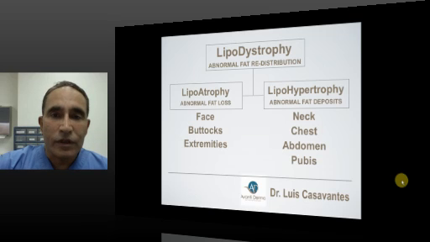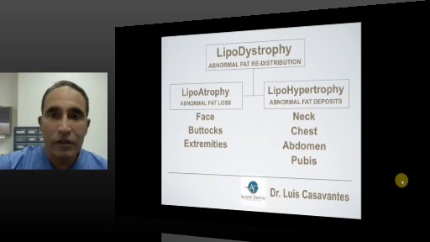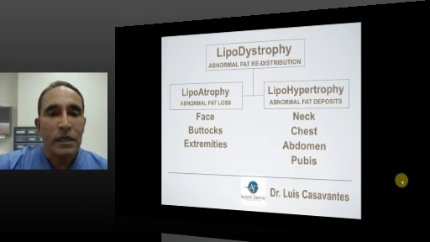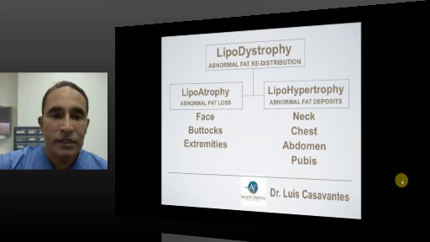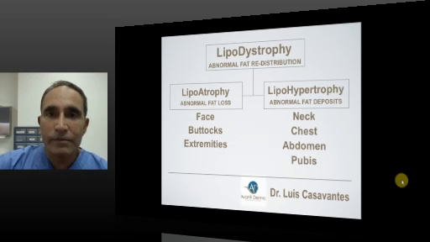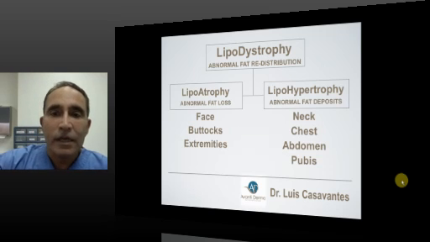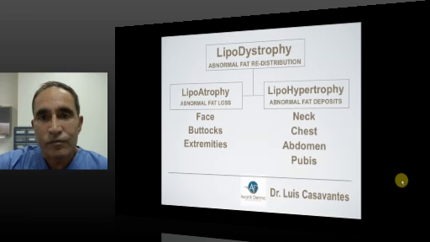What we see with the HIV lipodystrophy syndrome is that the lipoatrophy, or the fat loss, happens basically in the periphery of the body, which is the face, the buttocks, and the extremities. On the other hand, lipohypertrophy, or abnormal fat deposits, happen basically in the center of the body. And what we see affected is the neck, both sides of the neck, both the front and the back of the neck, the chest, abdomen, and pubis.